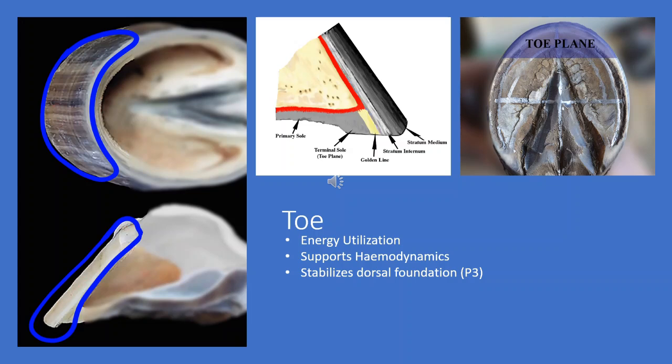The toe consists of the hoof wall matrix, the golden line, and that area of the sole forward of the tip of P3. The toe is balanced by establishing a toe plane, which should be parallel to the heel plane. The toe plane is balanced to all four dimensions: dorsal to palmar, medial to lateral, distal to proximal, and yaw, or rotation. It is balanced to its foundation and to the access plane. As stated on this slide, the toe aids the horse in utilizing the energies created by the stride, it supports hemodynamic response, and it stabilizes its own foundation.